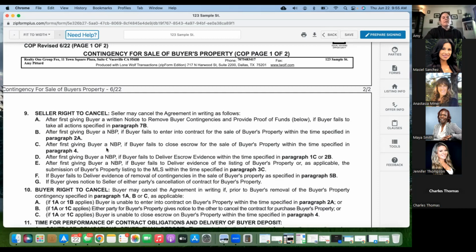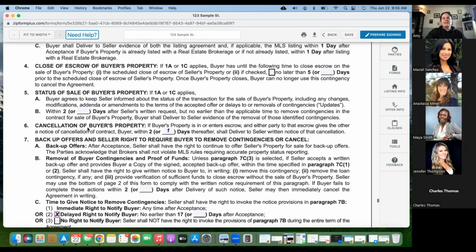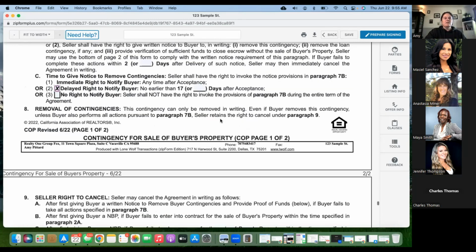After first giving buyer a notice to perform, buyer fails to close escrow for the sale of the buyer's property within the time specified in paragraph 4, right? So again, we can't just cancel on them. We have to serve the notice, a notice to perform. Probably at the same time, that would be mainly if we specified that it needed to close before our scheduled close of escrow, then you would be able to do that.